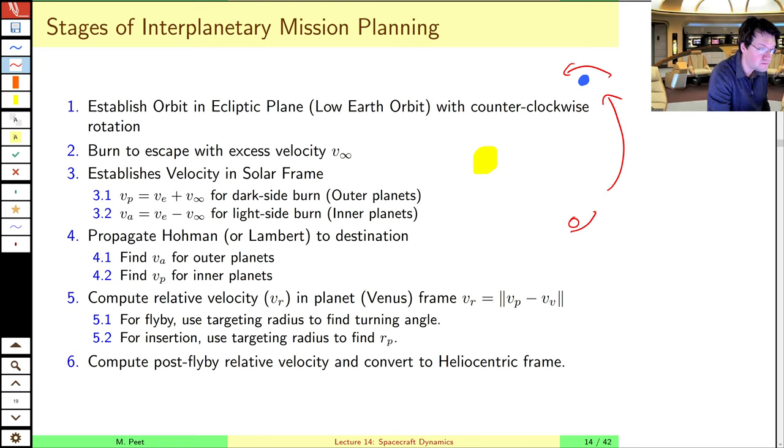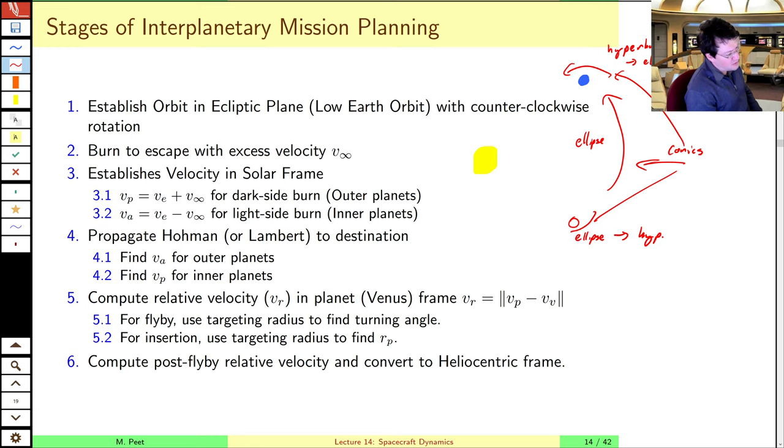These are all conics. So hyperbolae or ellipses. So this will obviously be an ellipse. This will be initially an ellipse and then a hyperbola. And depending on what you do when you arrive, this will be initially a hyperbola and might stay a hyperbola, but it also might transition to an ellipse if you want to stay. Right.